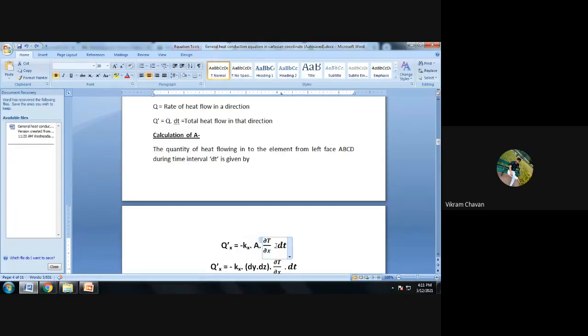And if you multiply with the dt, that will provide you Q dash. So Q dash x will be equal to minus K suffix x multiplied by area multiplied by ∂T/∂x multiplied by dt.